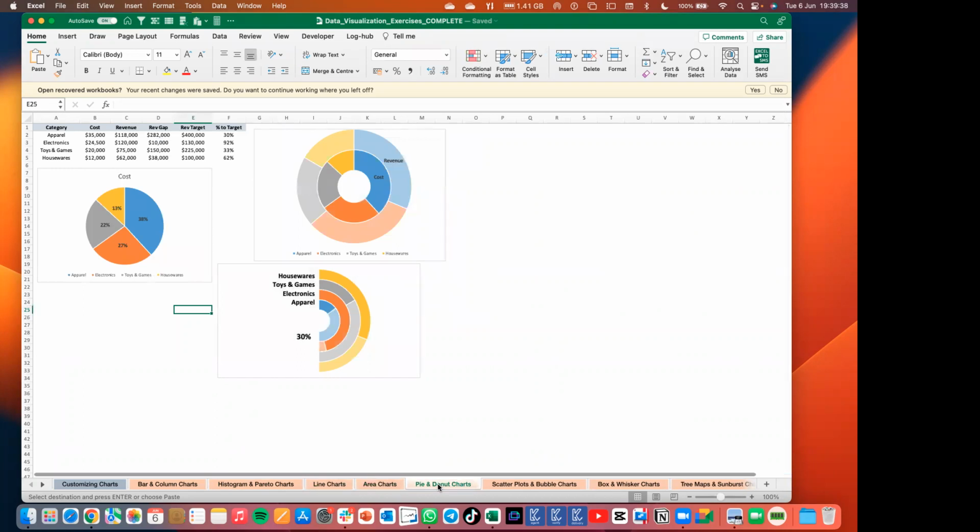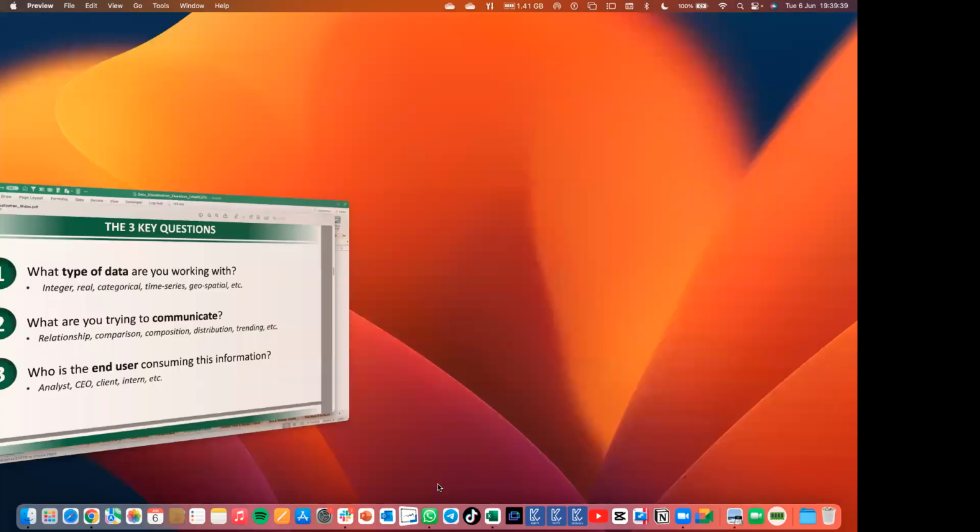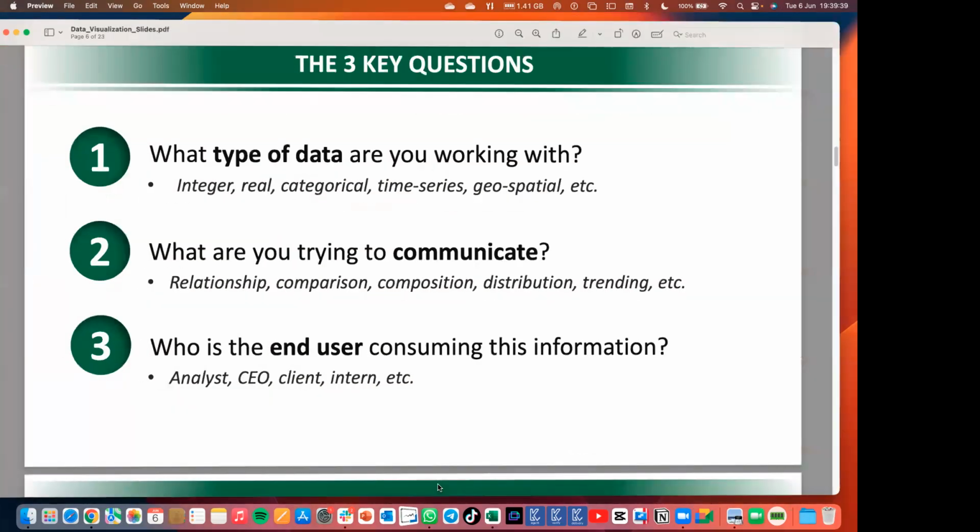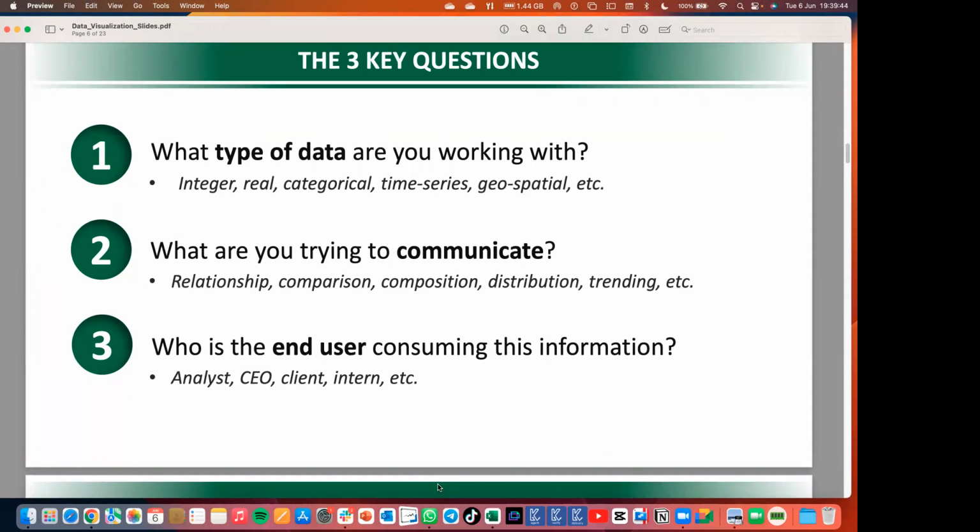Because the ideal is, what are we trying to communicate? Who is the end user? Who is consuming your information? Is that person an analyst? Even if the chart is shabby, that person can look at the numbers and connect the dots.